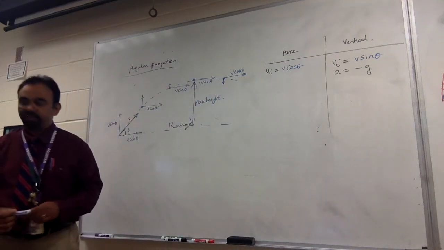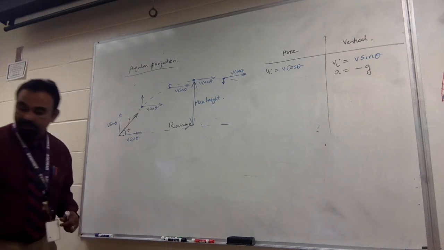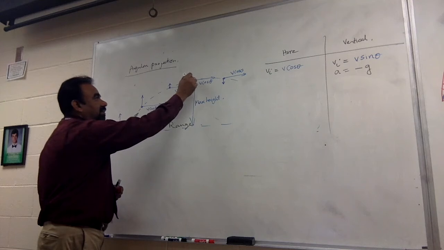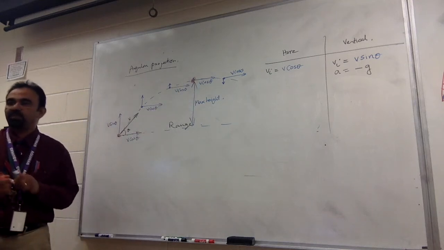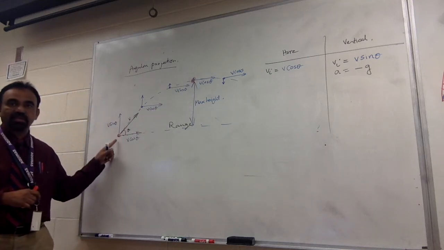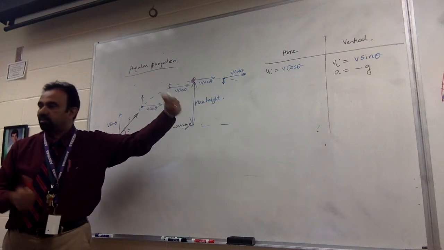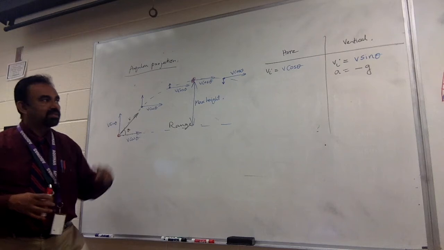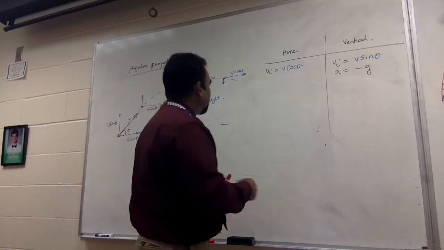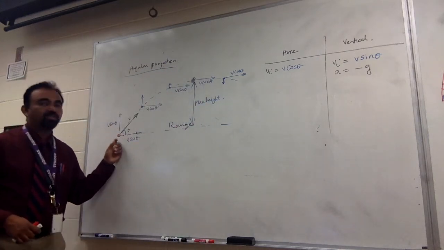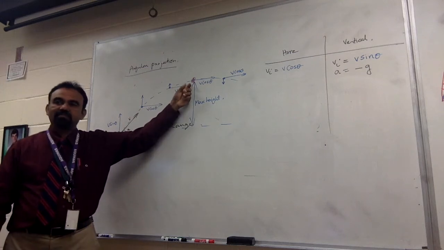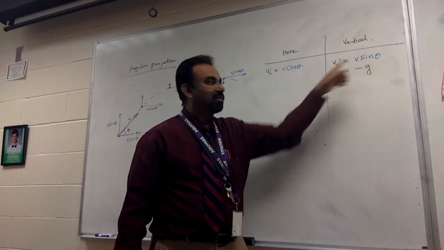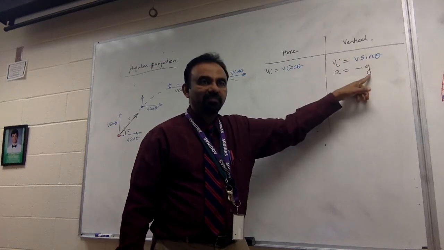To find the maximum height, our problem starts here and ends here. We're not interested in anything else, right? So between these two locations, tell me what is VI? So that's VI, right? What is A? Negative G.